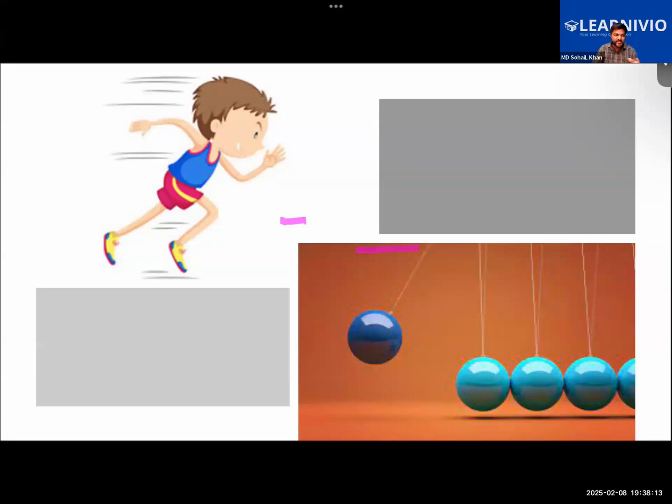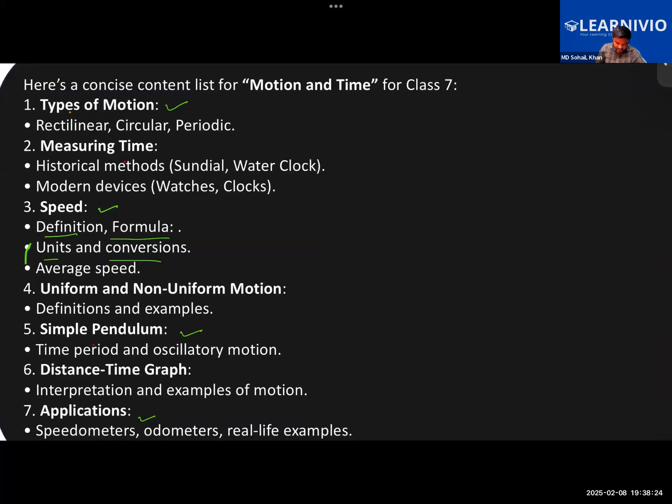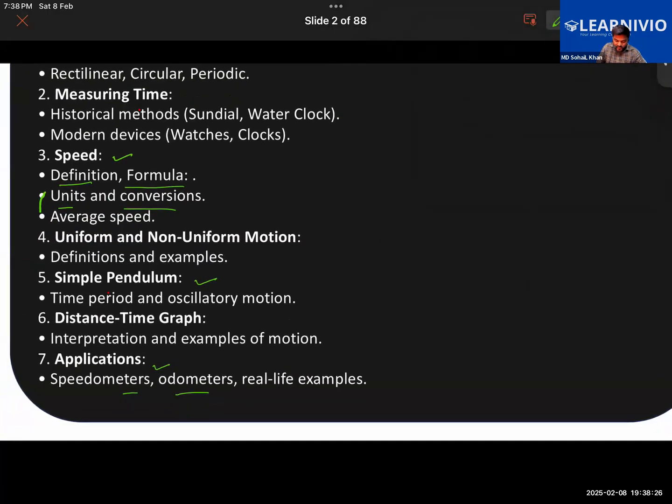time, and with reference to a stationary object. So then that object is said to be in a state of motion. Getting it? For example, you have a given boy standing over here.